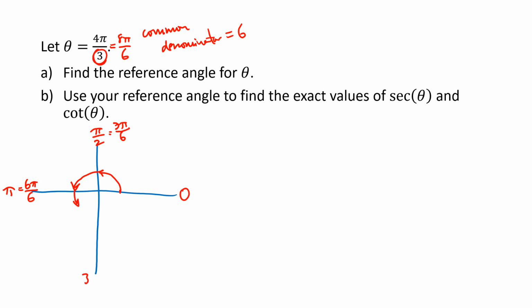If I go all the way down here to my negative y-axis, that's 3 pi over 2, also known as 9 pi over 6. That's too far. So my angle is somewhere in between 6 pi over 6 and 9 pi over 6, somewhere around to there, taking me into quadrant 3.